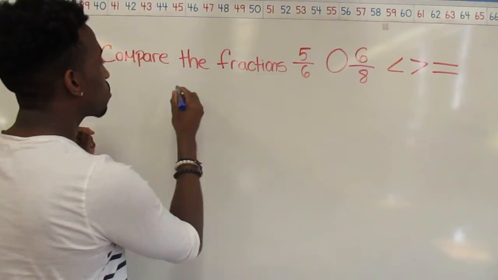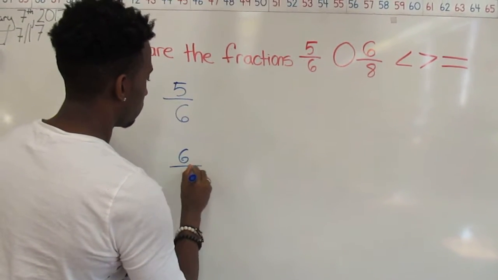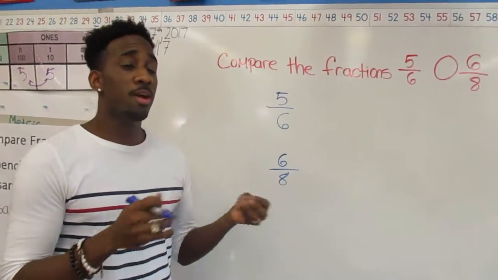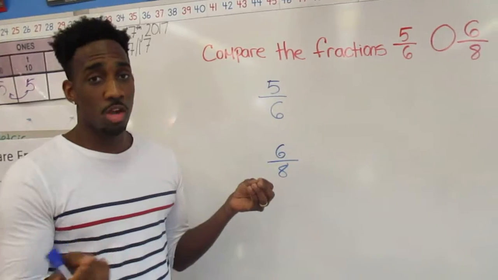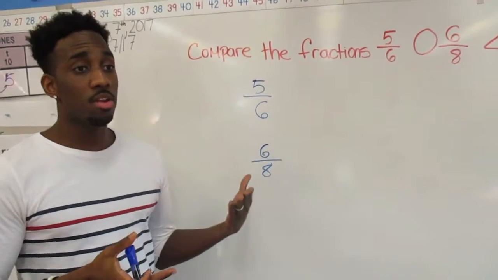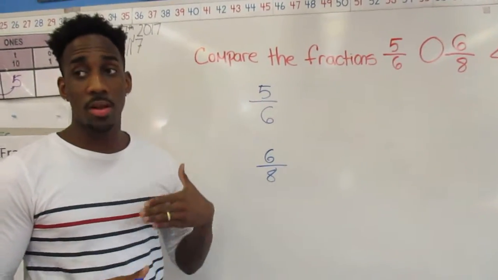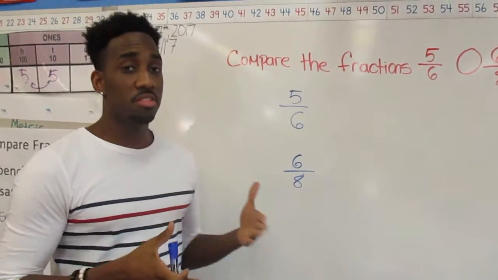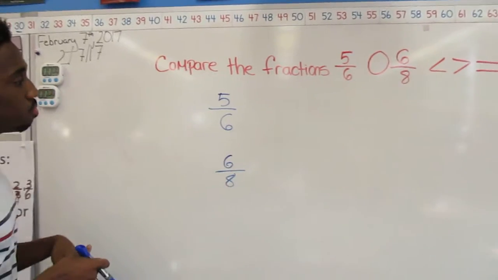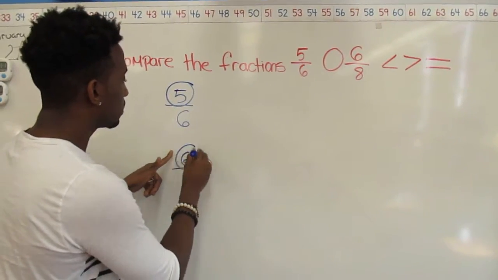So we have 2 fractions, 5/6 and 6/8. Now depending on the situation, it may be easier to solve by using the benchmark of 1/2. Some instances it may be better to find the same denominator. And as the scholars have seen in class, sometimes it's easier to find the same numerator. So they're going to have to figure out which method should I use and which one would be better in this situation. So our numerators here are 5 and 6.